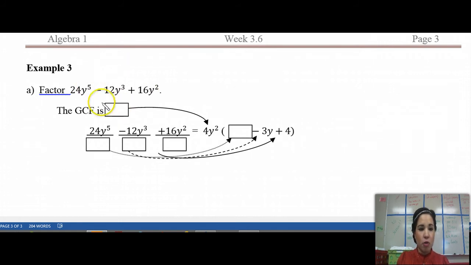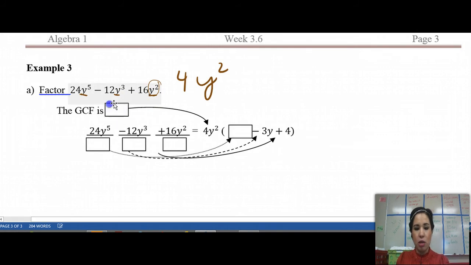Now I'm going to look for the variables. What's the biggest variable that I can take out? Well, right away, the smallest one is y squared, since I can take out a y squared from all of these. So since it's y squared and it's 4, that's going to be my greatest common factor. I'm going to take out a 4y squared.